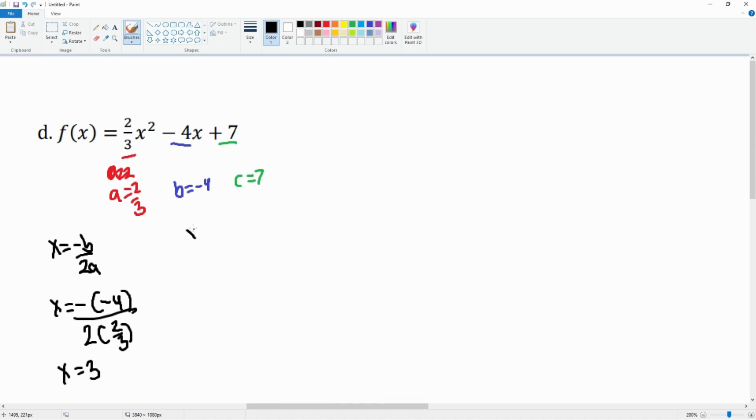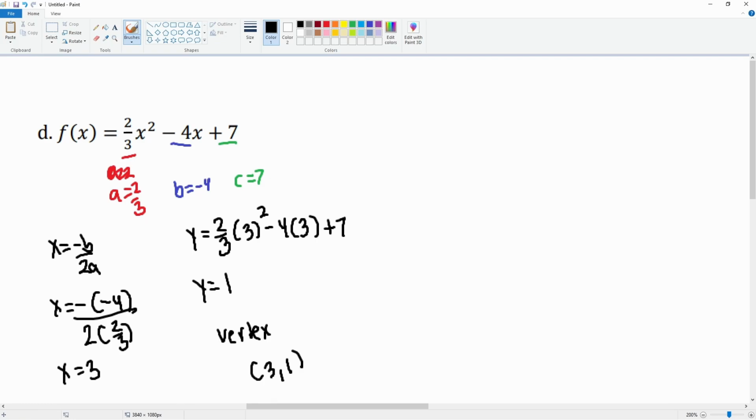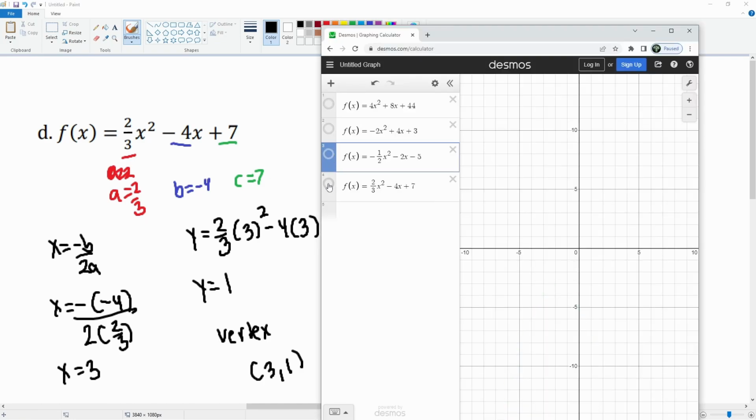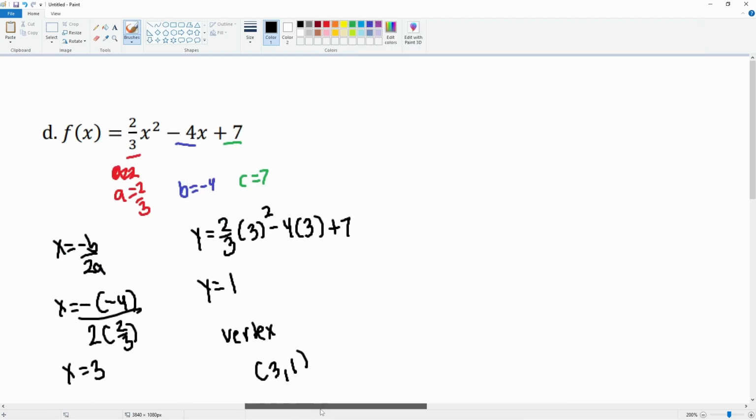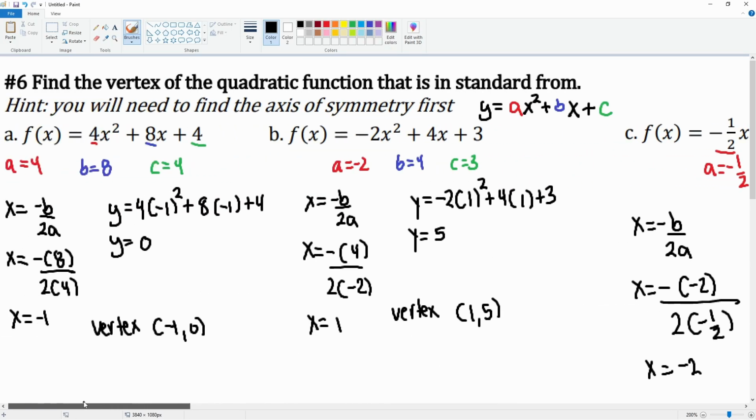Now I plug it into the equation. y equals 2/3 times 3 squared minus 4 times 3 plus 7. I plug that into my calculator. 2/3 times 3 squared minus 4 times 3 plus 7. So y is equal to 1. So the vertex here is going to be the point 3 comma 1. Let's double check. I have Desmos up. Here's the fourth one, and it is at 3 comma 1. There you go. Graph it to double check. So there you go. That is how you find the vertex given standard form.